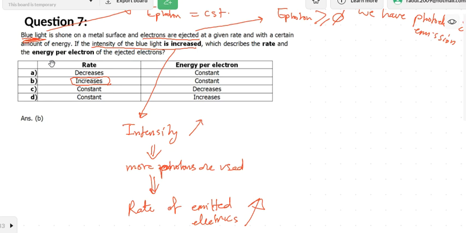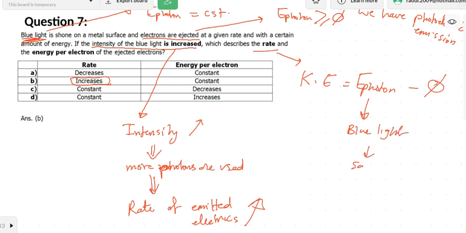Again, to study kinetic energy: kinetic energy depends on E photon and work function. The photon, we didn't change blue light, so it's the same. And the metal, he didn't tell me that he changed the metal, so it's the same. So what I understand from this is that the kinetic energy is not changing, it's constant. So it's either the first part or the second part, therefore the answer will be part B.